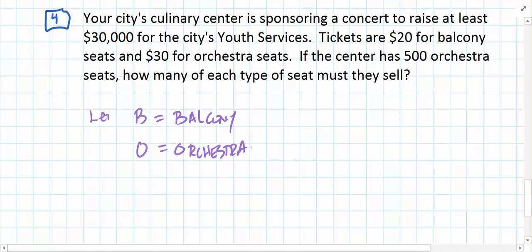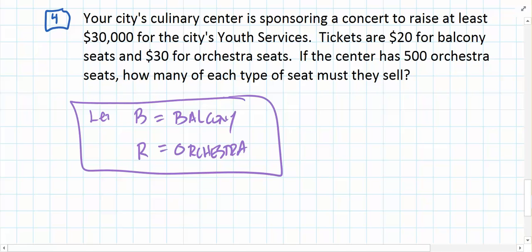Okay, good. So now, let's start to relate these two variables. So the first thing I'm asking you to do, good, we defined our variables. B is balcony, R is orchestra. Now, how are these related to each other? Tell me something. Jake, what do you see? Well, I see price and I see like how much. Yes, price and how much.